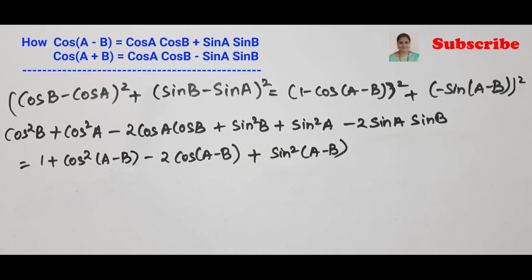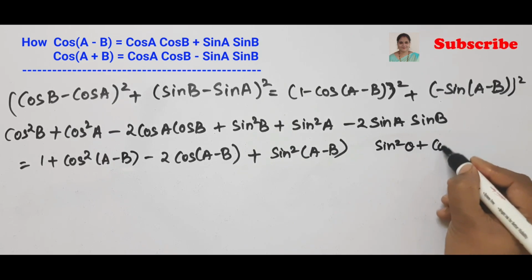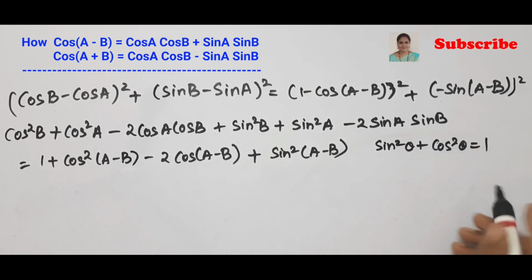Now, if you observe, here cos square B is there, here sin square B is there, here cos square A is there, here sin square A is there, cos square of A minus B is there, here sin square of A minus B is also there. So we have cos with the same angle, sin with the same angles in this equation, is it not? So we already learned in trigonometric identities that sin square theta plus cos square theta is equal to 1. Is it not?